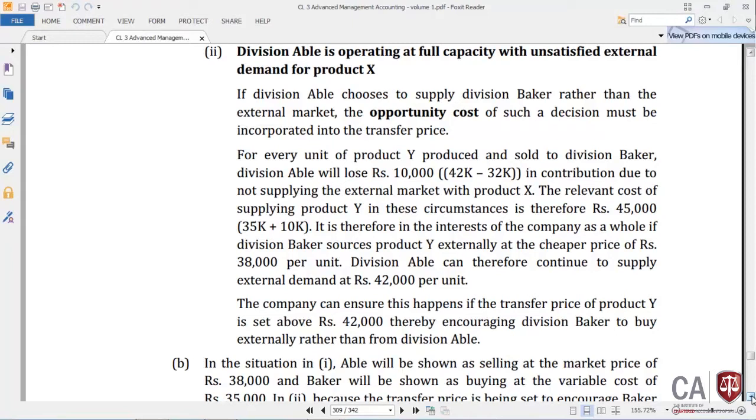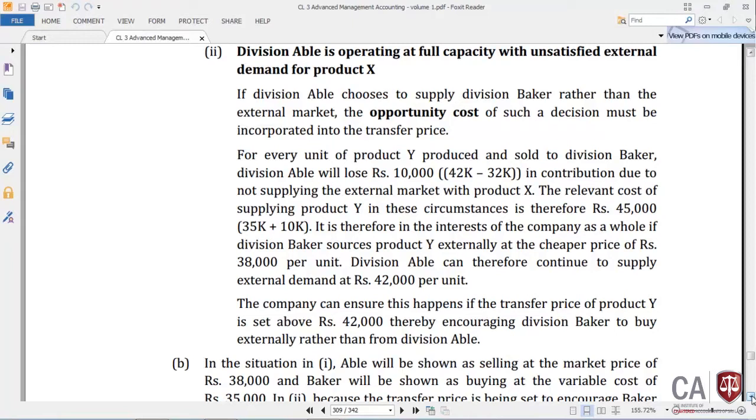The relevant cost of supplying product Y in these circumstances is therefore 45,000. As I told you, the production variable cost of Y is 35,000, then the opportunity cost is 10,000, as I highlighted on the whiteboard. The total cost for product Y will be 45,000: variable cost 35,000 and opportunity cost 10,000.